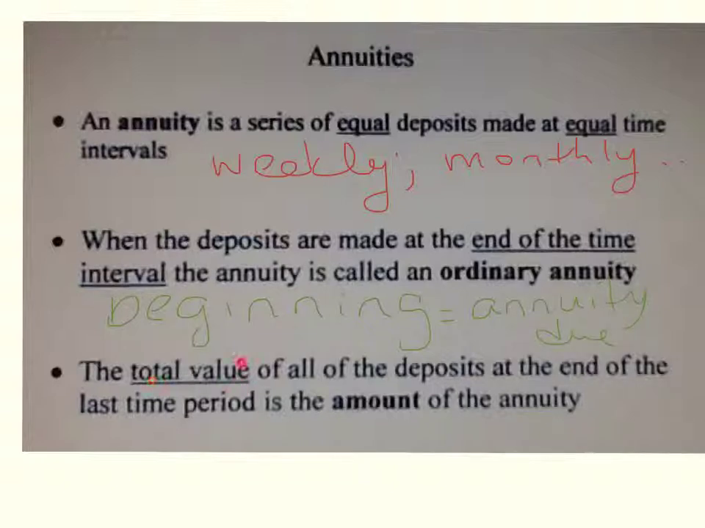Also, you need to know that the total value of all the deposits at the end of the last time period is the amount of the annuity. So we're saying total value, that is all the previous deposits have been earning interest, and when you put in your last payment, right at the very end of the annuity, that's the amount of the annuity. And that's also sometimes known as the future value of the annuity.